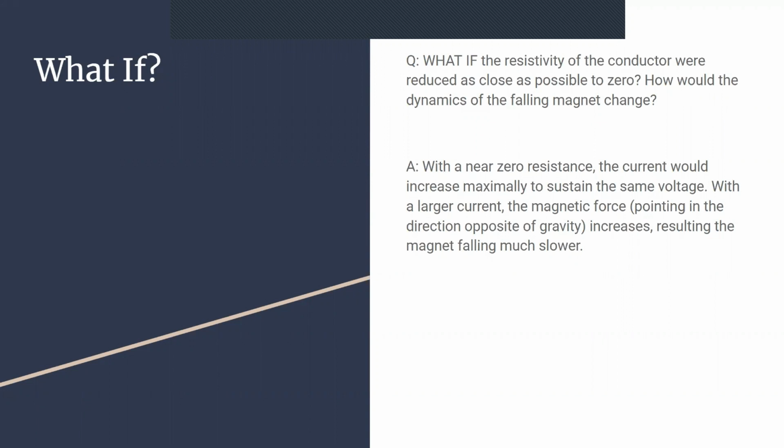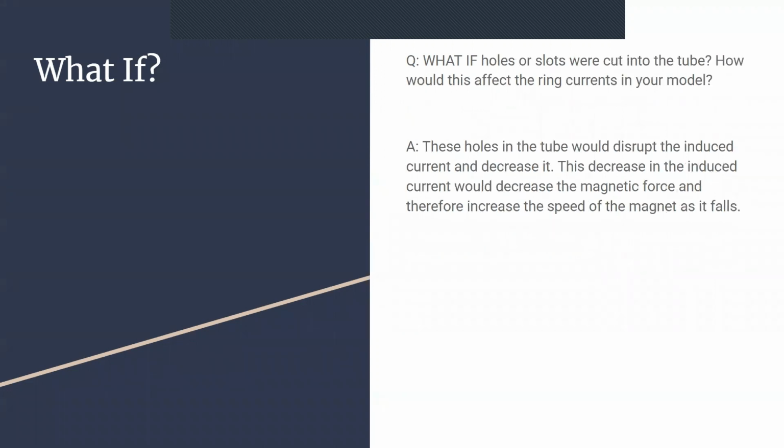With near zero resistance, the current would increase maximally to sustain the same voltage. With a larger current, the magnetic force would increase, resulting in the magnet falling much slower. What if holes or slots were cut into the tube? How would this affect the ring current model?